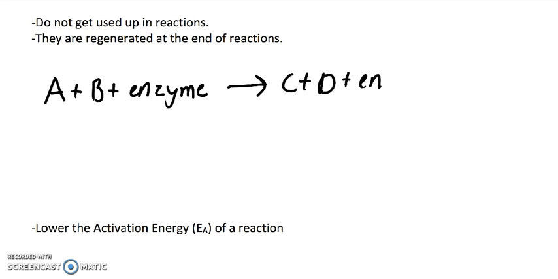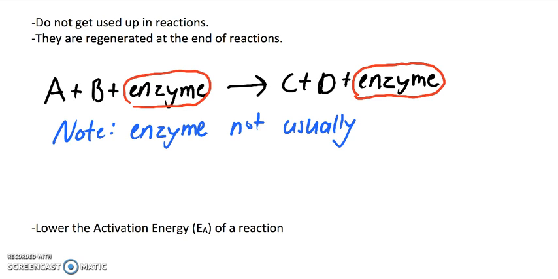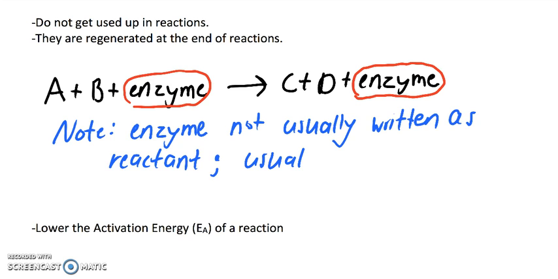So at the end of the reaction, we could see the enzyme is also here. So we start with enzyme, and we are also going to end with the enzyme. And then just note, enzyme is not usually written as a reactant. It's usually above the arrow sign. So this is usually above this symbol.